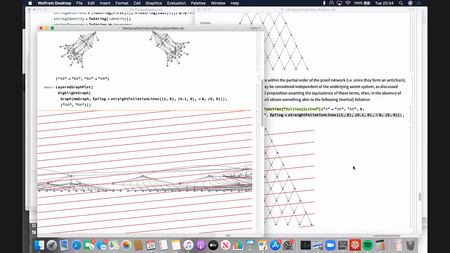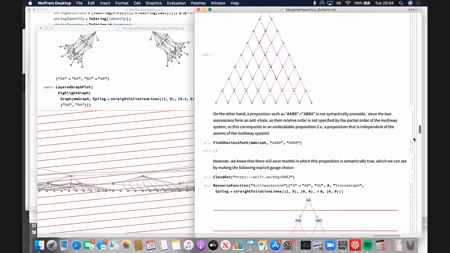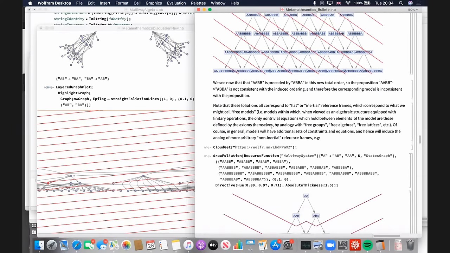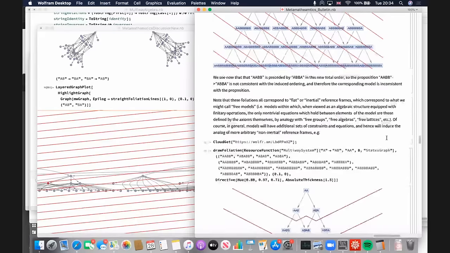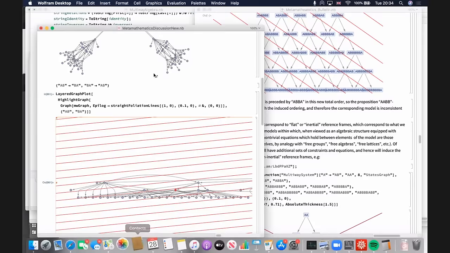Sure. The actual point I'm making is that this is how I define an inertial frame. Where do I say this? Right, yeah. Flat inertial reference frames corresponding to what we might call free models when viewed as an algebraic structure. They're those defined by the axioms or by one additional relation. So if you just have the foliation defined by the axioms, that's the cosmological rest frame. Then if you have one additional relation, that defines an inertial frame.